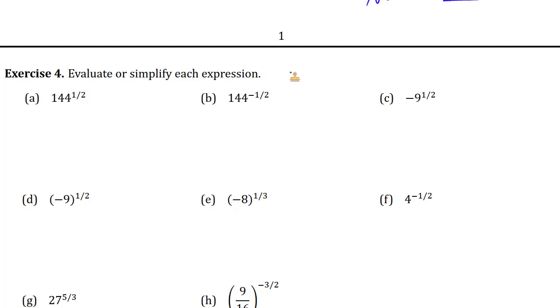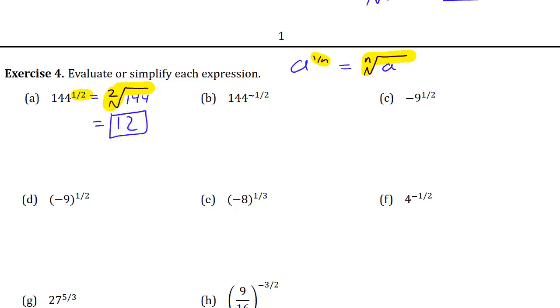We're using the rule here in general that a to the 1 over n, anything to the power 1 over n, that fractional exponent really means an nth root of a. So here, if you have 144 to the power 1 half, that means a square root of 144. And the square root of 144 is just 12.